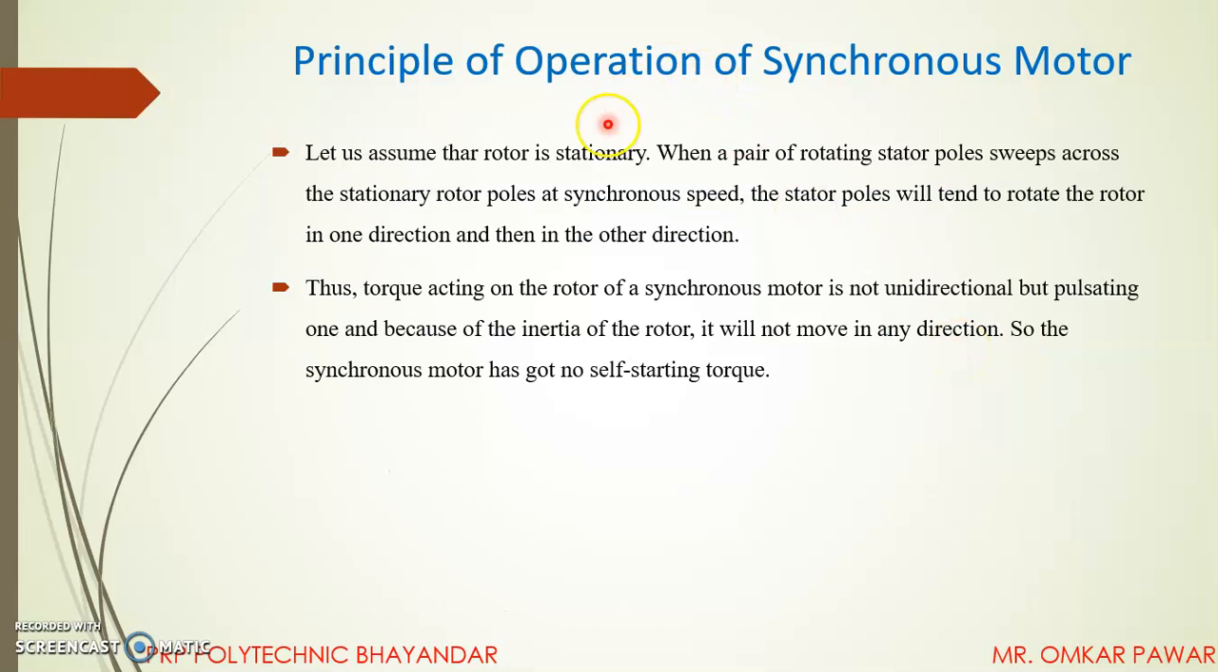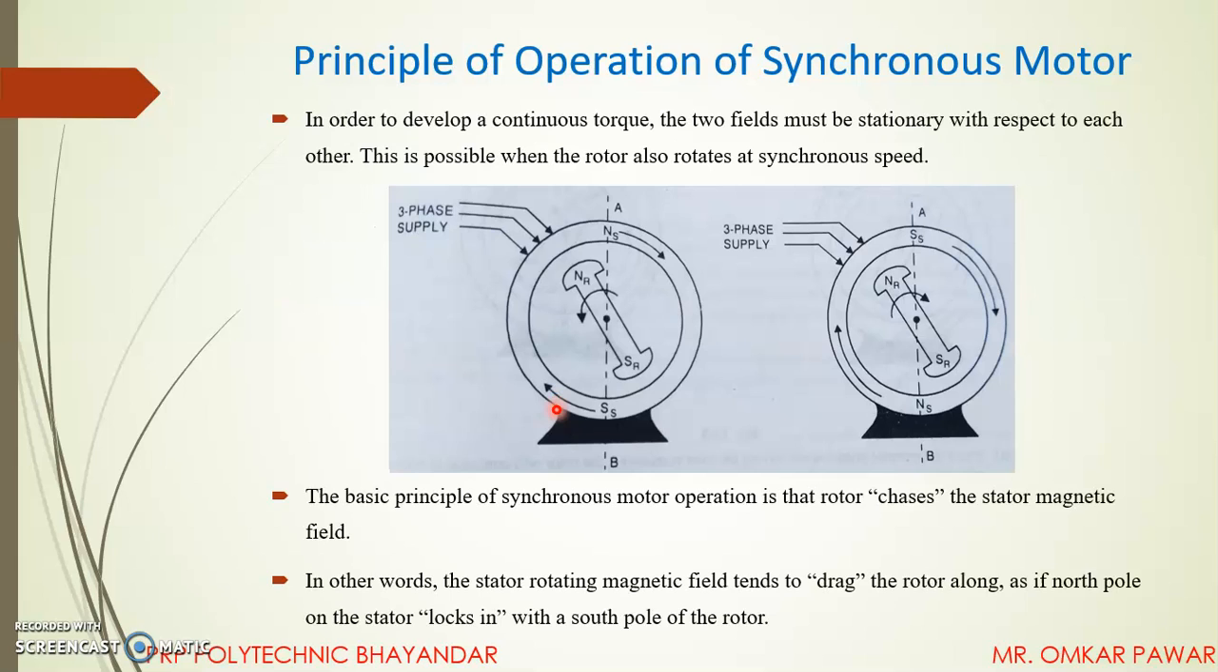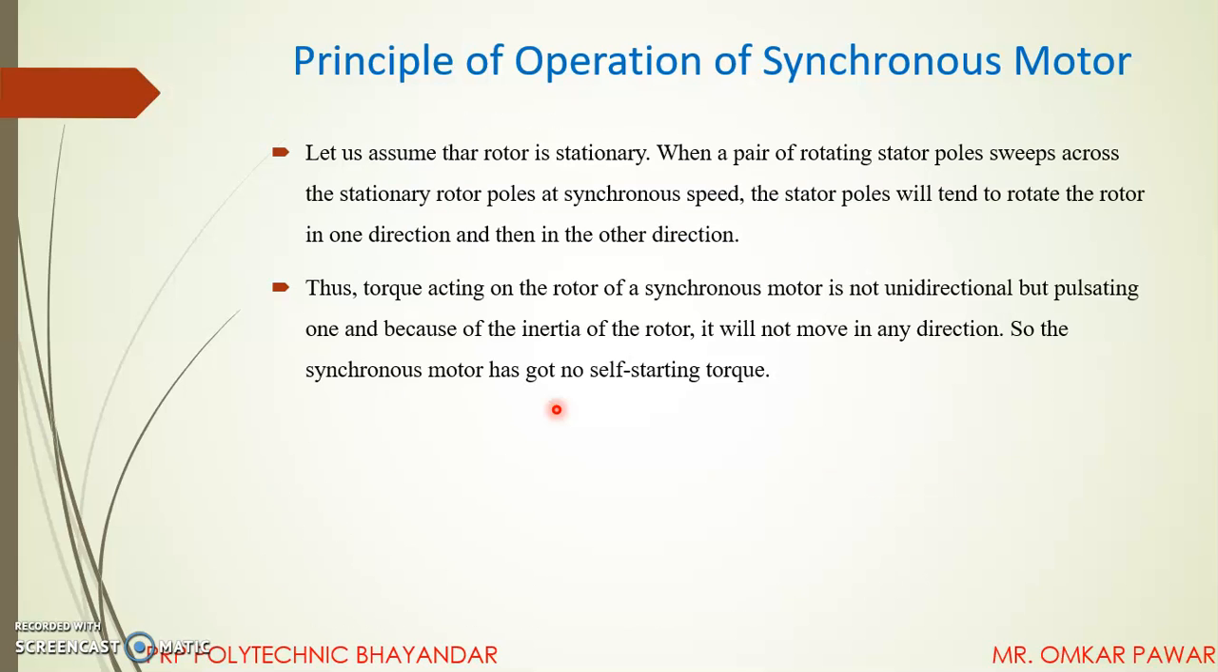Let us assume that the rotor is stationary. When a pair of rotating stator poles sweeps across the stationary rotor poles at synchronous speed, the stator pole will tend to rotate the rotor in one direction and then in another direction. Thus the torque acting on the rotor of a synchronous motor is not unidirectional but pulsating, and because of the inertia of the rotor it will not move in any direction. So the synchronous motor is not self-starting, because there is a change in direction of the alternating current, and a pulsating torque is produced.